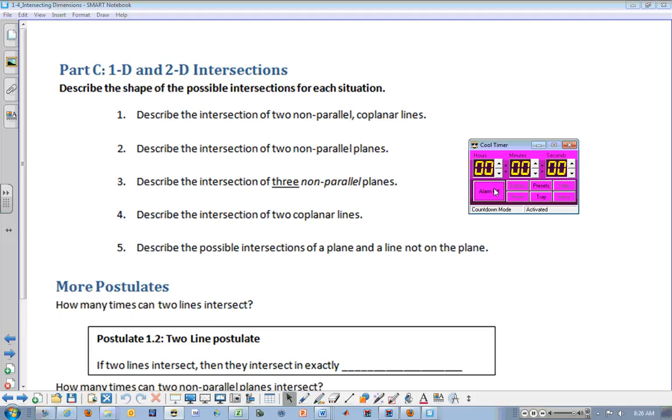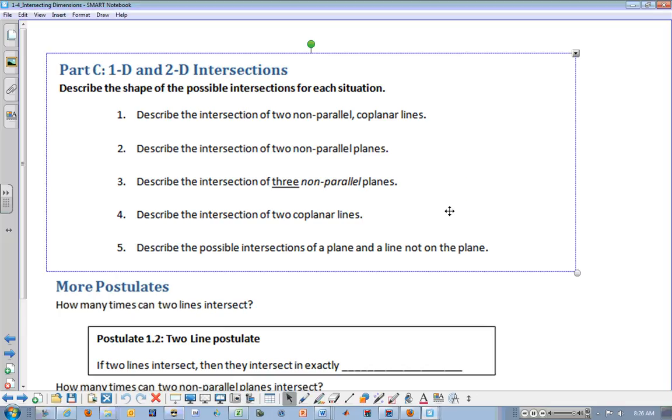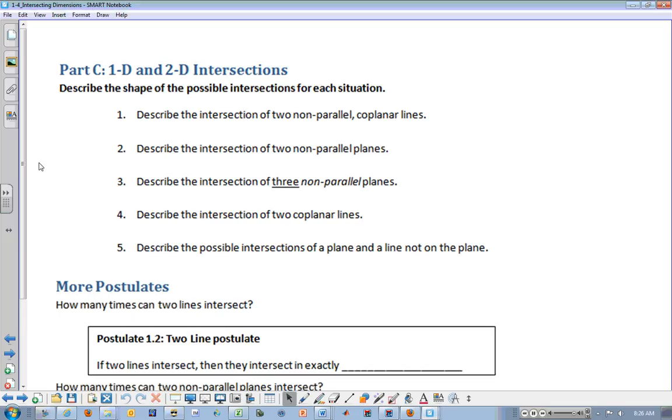All right, got some ideas? Let's intersect some things here. Two non-parallel coplanar lines. All right, so they're on the same plane. They're not parallel, but tell me about their intersection. What will their intersection look like? What kind of object? Okay, they make an X, but what do they share in common? What do they share in common? A point.